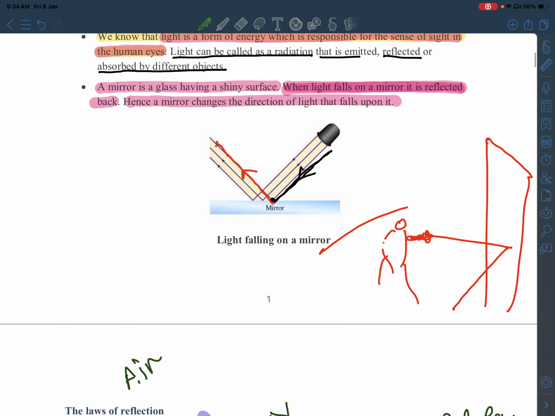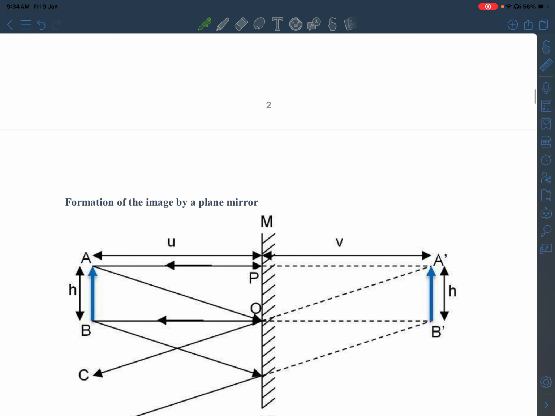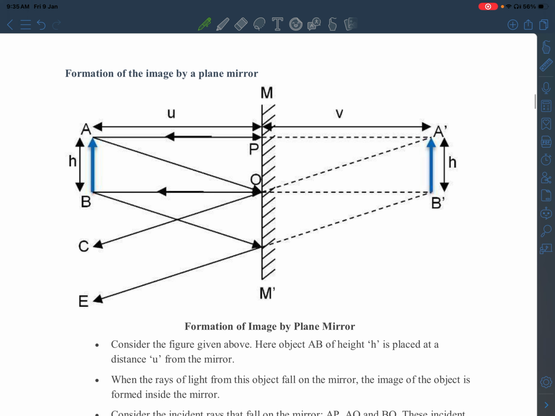We will discuss the ray diagram in the next video. I hope you are able to understand.